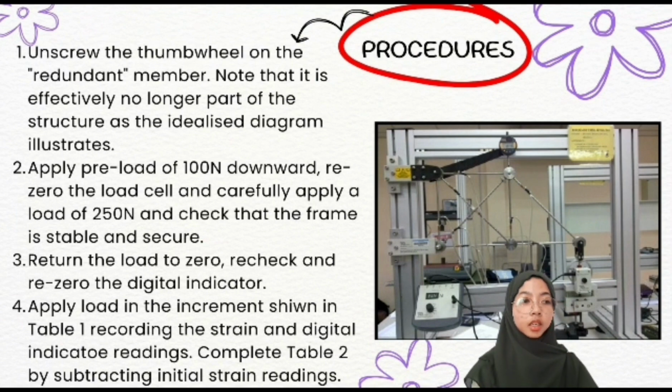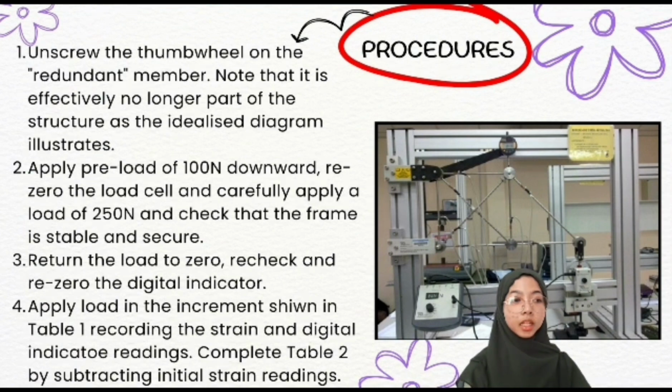Third, return the load to zero, recheck and re-zero the digital indicator. Never apply loads greater than those specified on the equipment. Last, apply load in the increments shown in table 1, recording the strain readings and the digital indicator readings. Complete table 2 by subtracting the initial zero strain readings. Be careful with your sign.